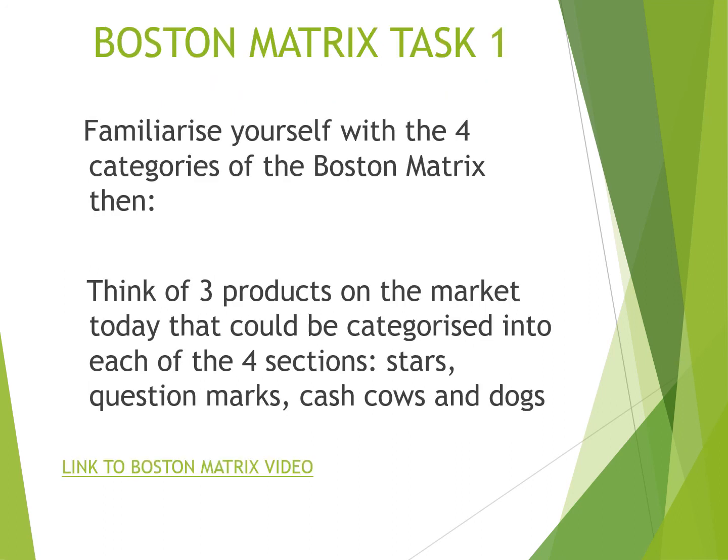Now, the next couple of slides, there are a couple of Boston Matrix tasks here. The first one is allowing you to familiarise yourself with the four categories of the Boston Matrix and think of three products on the market that could be categorised into each of the four stages: stars, question marks, cash cows and dogs. There's also a really good link to a Boston Matrix video on this slide, which is worth a good watch.